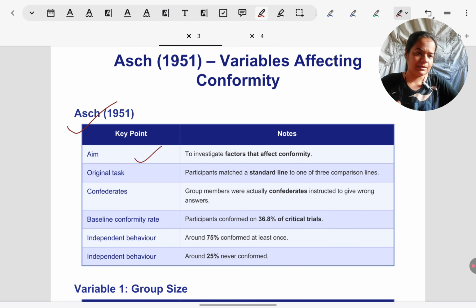Now, what was the task for which they had come to the lab? Participants had been told that it's a visual task, visual judgment. The researcher is looking at how well people can look at lines and answer some questions about them. In actuality, Asch was studying conformity, and the participants did not know about this.